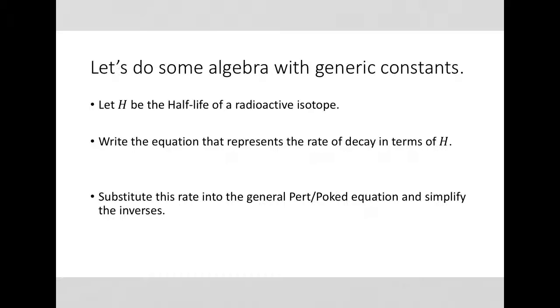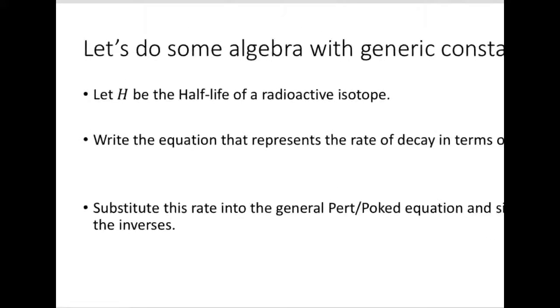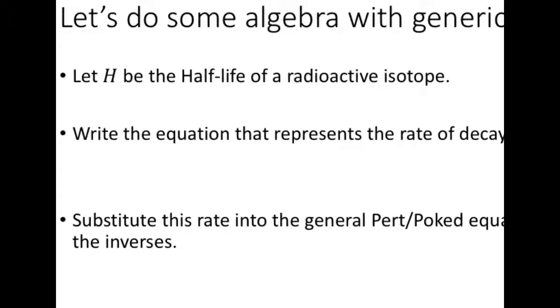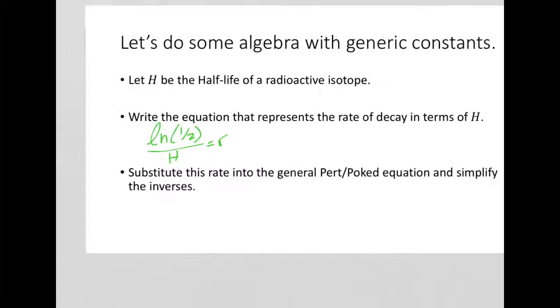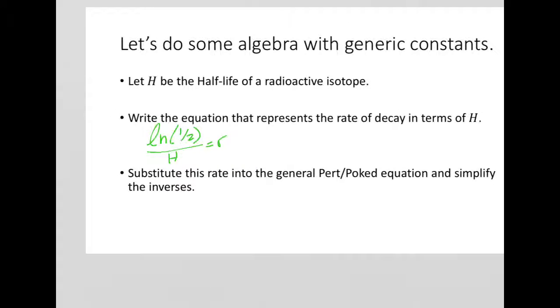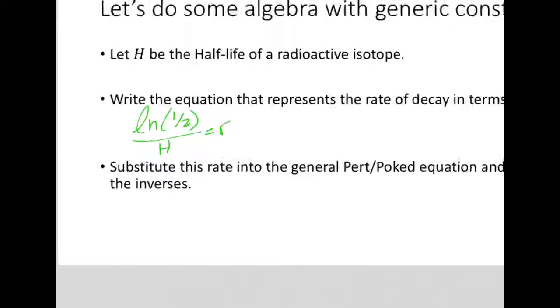But now I want to think about something a little different, and we did this in the last video, but we'll do it again here. We're saying let H be the half-life of a radioactive isotope. Write the equation that represents the rate of decay in terms of H. Well, think about what we just did. We knew that the natural log of 1/2 divided by the half-life would give us our rate. And now we want to take that rate and substitute it into the general PERT equation and then simplify the inverses that pop up.